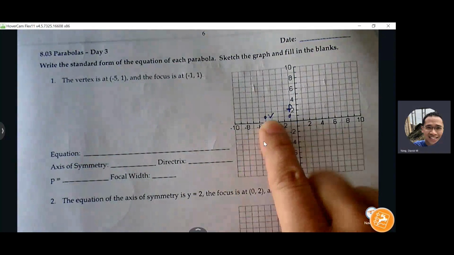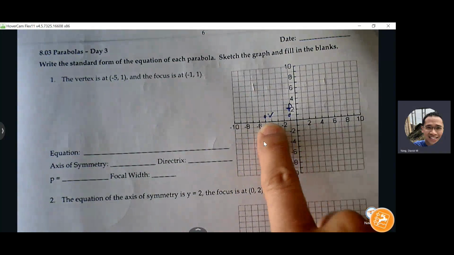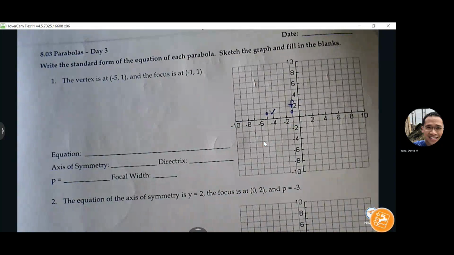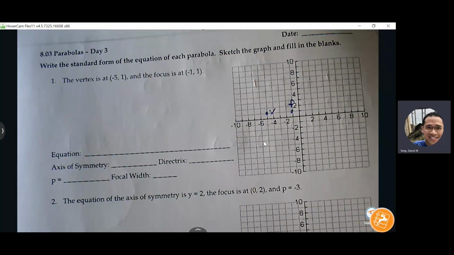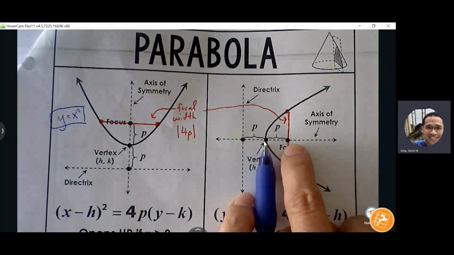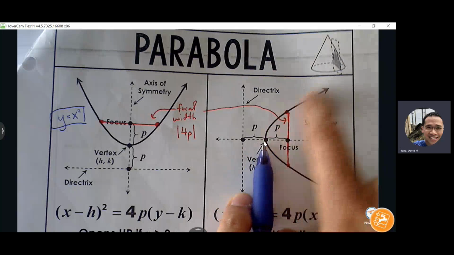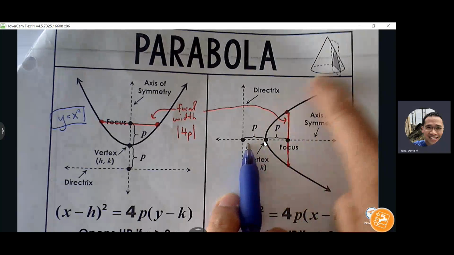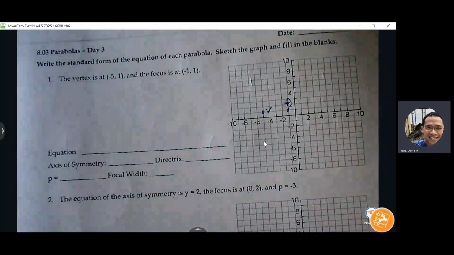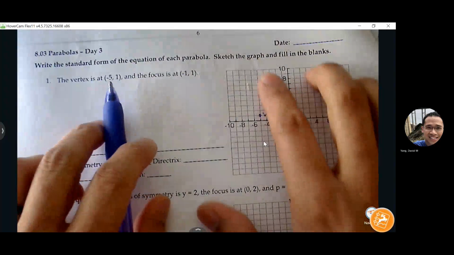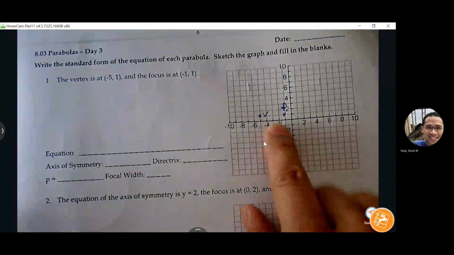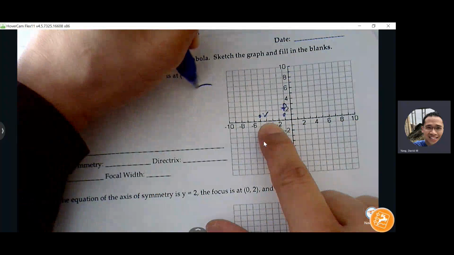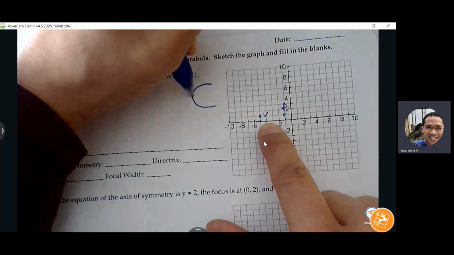Now this should give us enough clue here. If the vertex is to the left of the focus, how is the parabola going to open? The right, yeah. So we know based off the relationship, that's enough for us to gather the fact that it's going to open to the right. Okay, so we kind of have an idea how the graph's going to look. I'm going to do a rough sketch here.